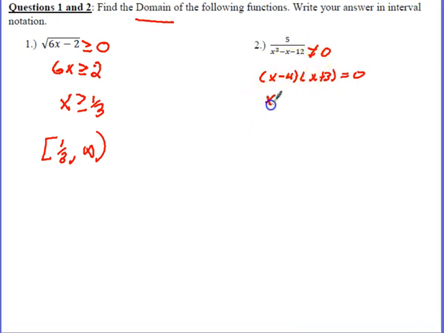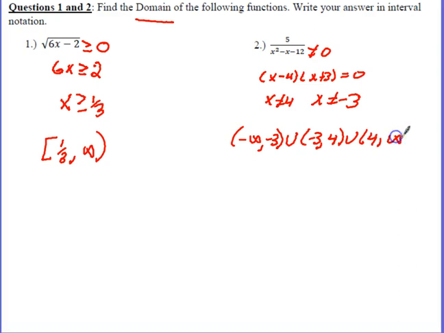We can solve each one of these now. We can see that x cannot equal 4 and x cannot equal negative 3. Those are the two values that could give us 0. So now our intervals, so it'll be negative infinity up to negative 3, union negative 3 to 4, union, and lastly 4 to infinity. So those are domain questions. Again, square roots and 0 on the bottom is what we have to be careful of.